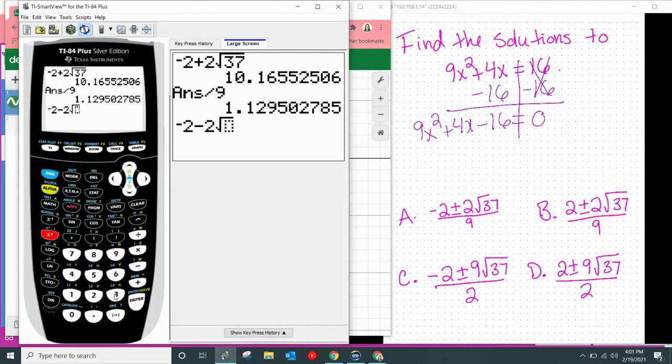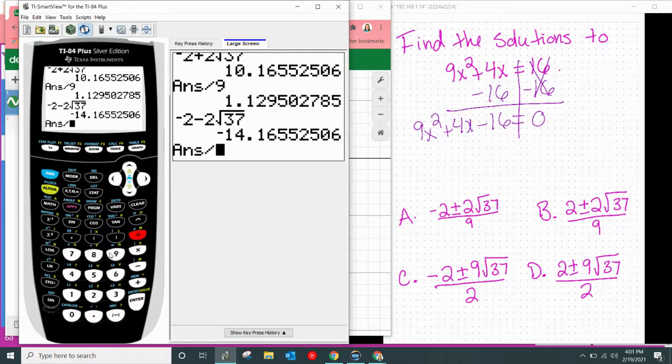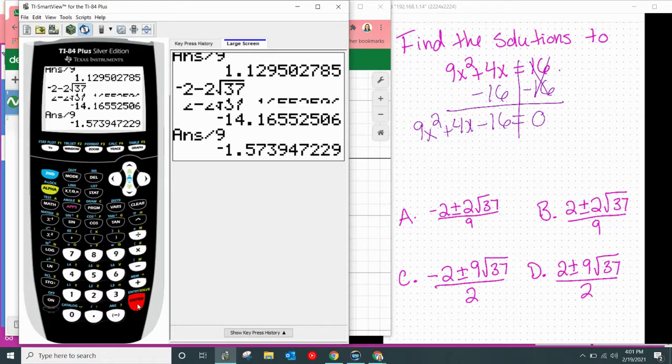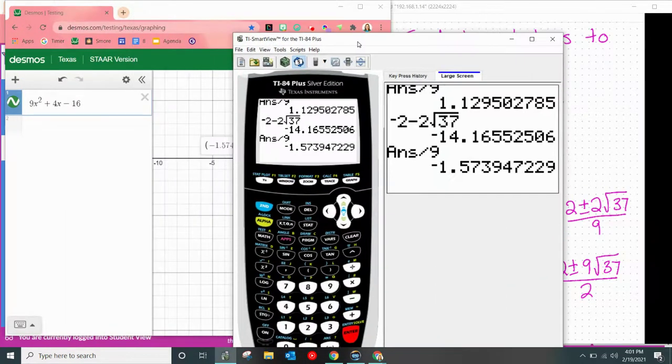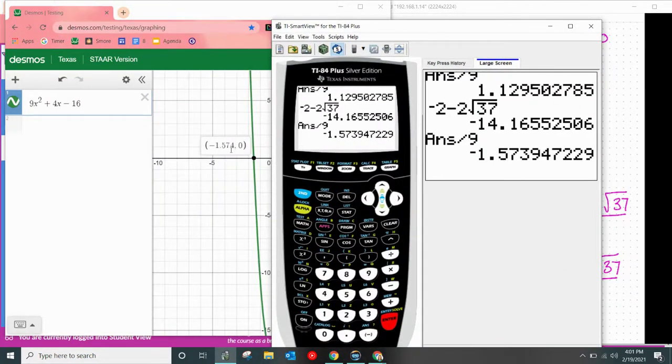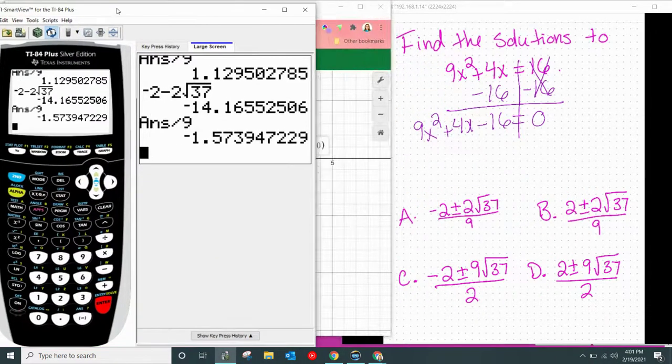-2 square root 37, and then I hit enter, and I have to divide it by the 9. It's important that you type it like this too. And that's -1.573, and then I go look. Hey, look, that matches. So A is actually the correct answer for us.